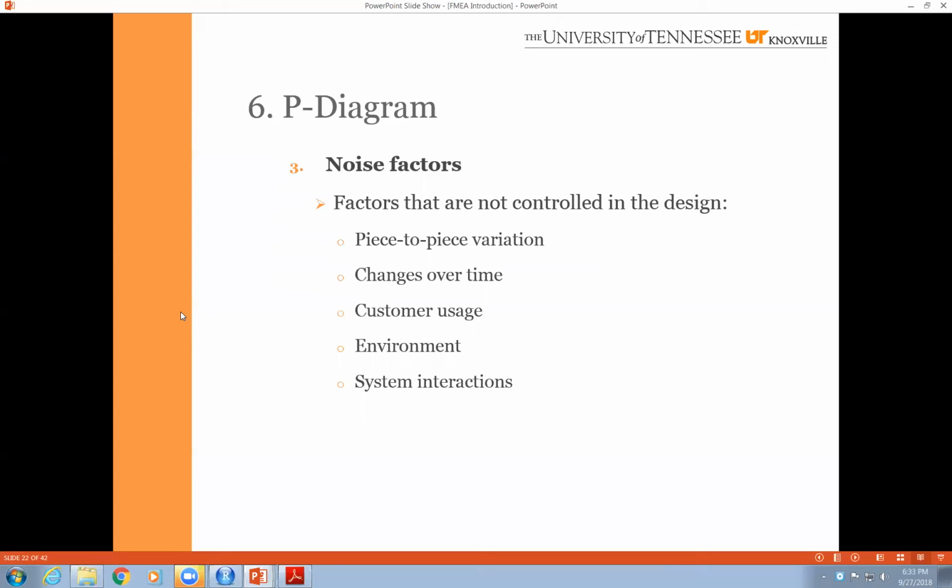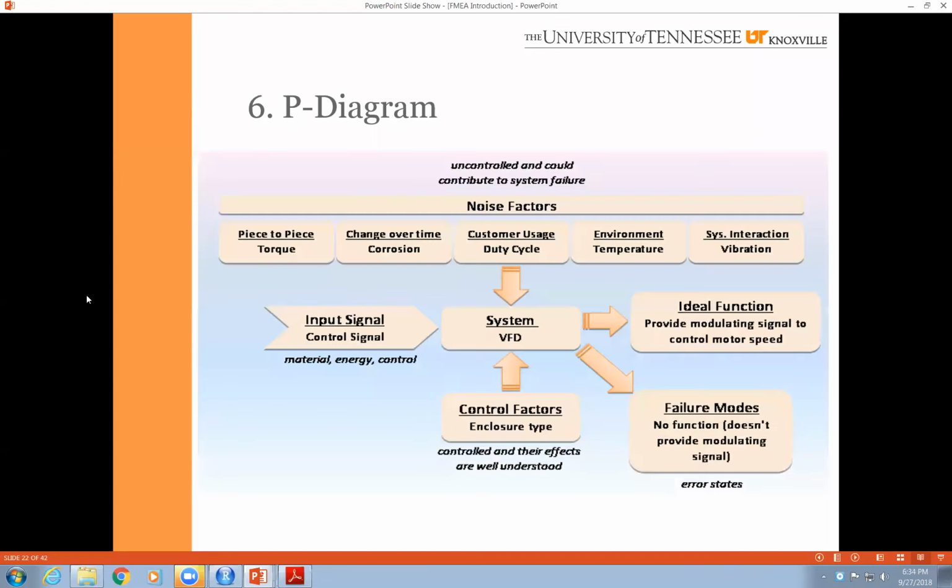So noise factors, I'll give you a couple of examples here: system interactions, environment, customer usage, change over time, piece-to-piece variation. And here's a very simple example. Same system we have, get some kind of signal, some control factors, you start listing those here, right? When you list them, you should be able to control those, but you should be able to know the impact of these control factors on your system, right?